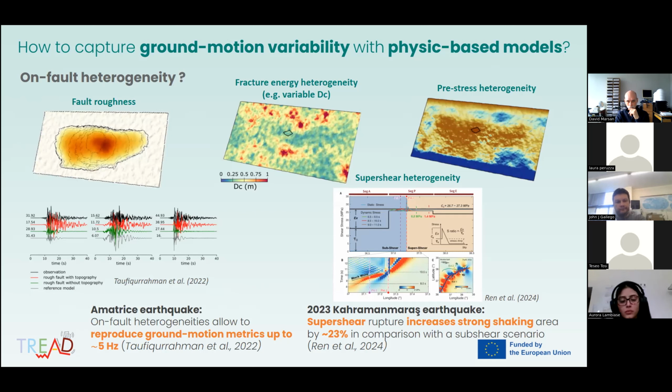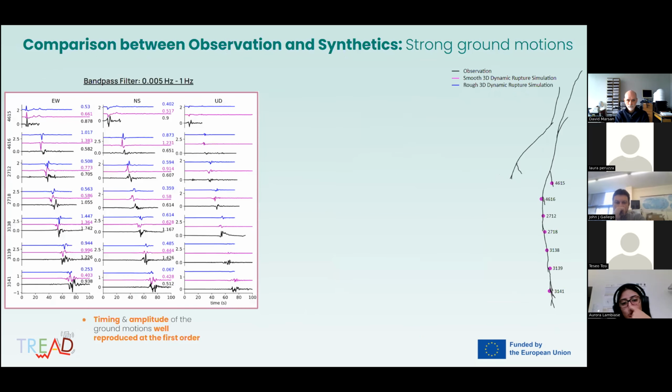And from a recently published paper, they saw an increase in the strong shaking when compared to subshear scenarios, which leads to the idea of including varying supershear, especially since they observed different patches of supershear along the fault during the event. For the time being, I have started to focus on the fault roughness. Someone from the team has already simulated a rough fault simulation.